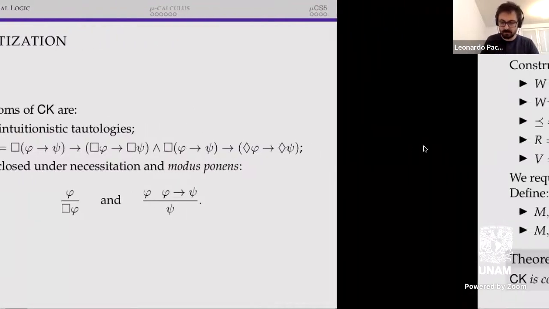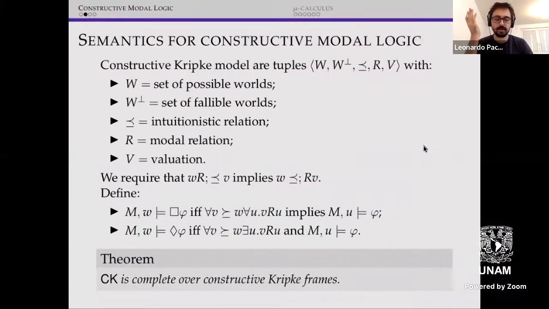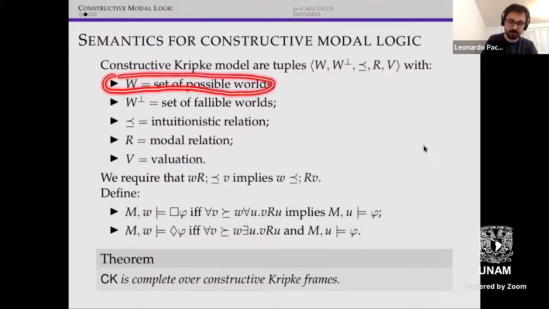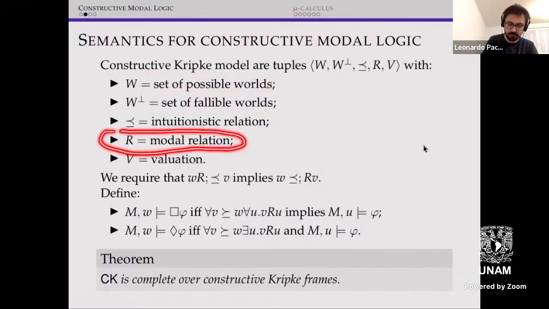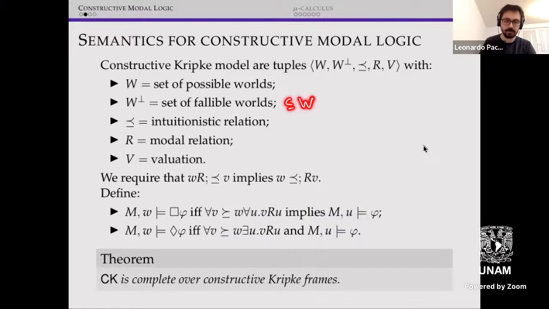So, okay, let's take a look at the semantics. The semantics are going to be similar to the usual semantics, but now we're going to have a little bit more things inside our Kripke models. So now we're going to have 5 things inside the Kripke models. You're going to have a set of possible worlds as usual, some modal relation as usual, and evaluation. But we also now add 2 things. First, we have this set of fallible worlds. This is going to be a subset of the possible worlds where, if some world is inside this set, then this world will satisfy the proposition false. So this is going to be like an inconsistent world.